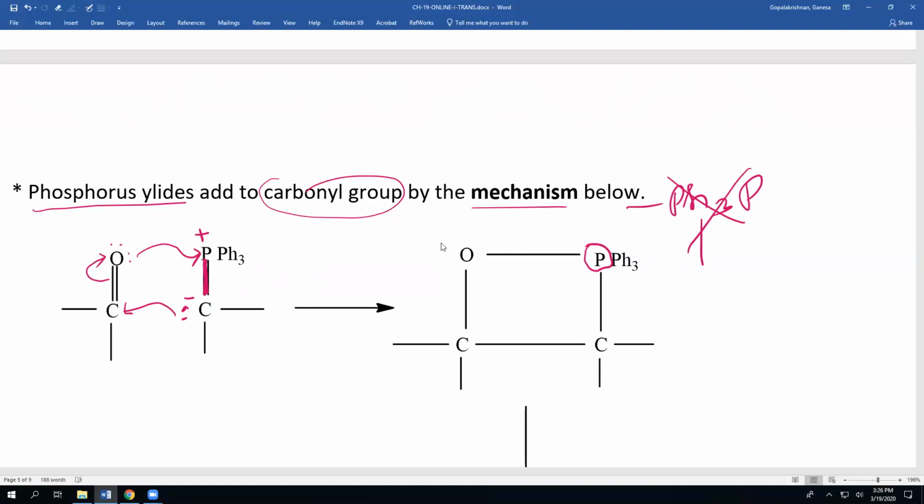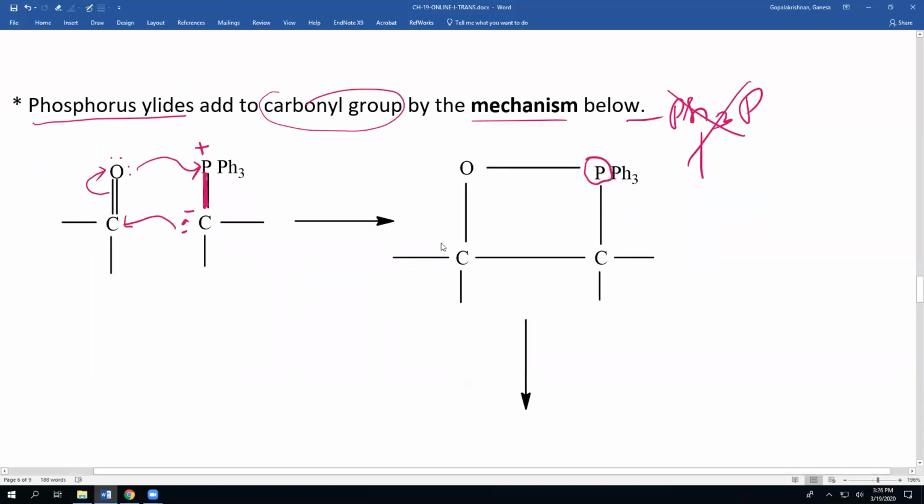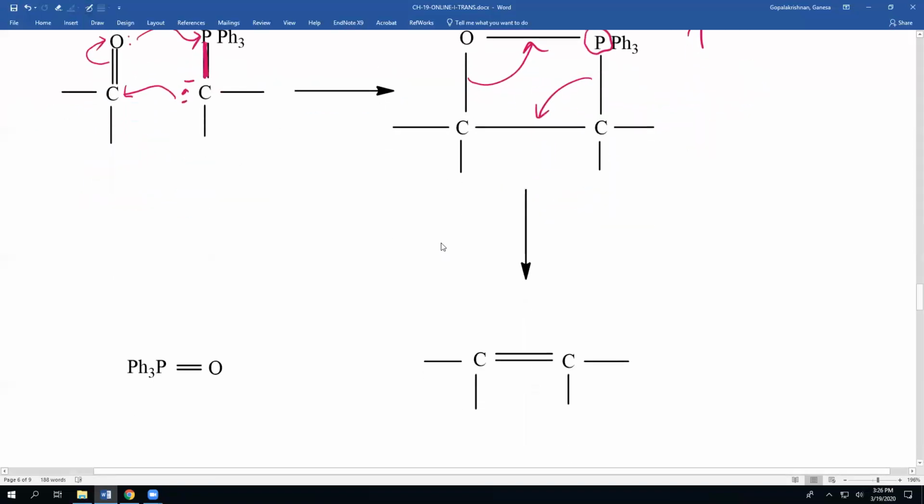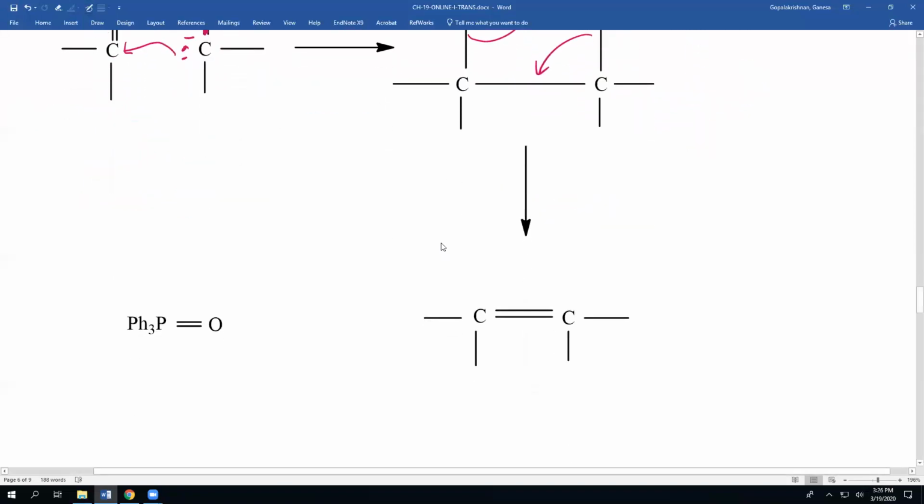The 4-membered ring is not stable. It has angle strain. It may also have torsional strain. We learned that in chapter 4. The next thing which is going to happen, this breaks and goes there, and you get an alkene. The triphenylphosphine oxide is formed. You need not write this one. So the product is an alkene.